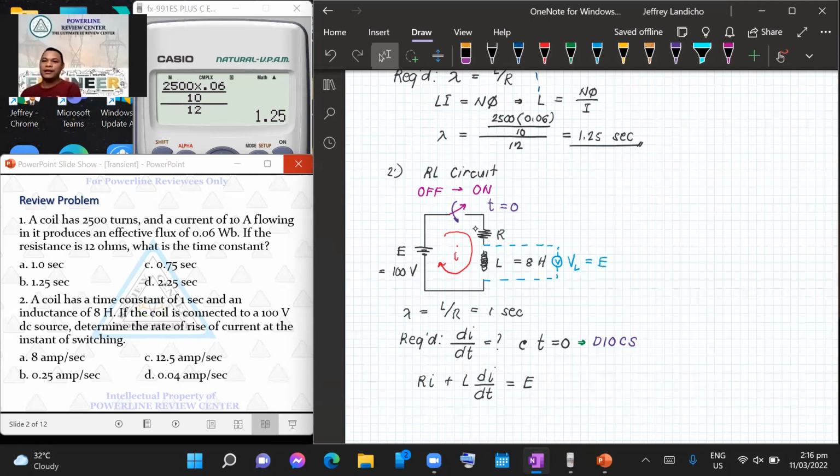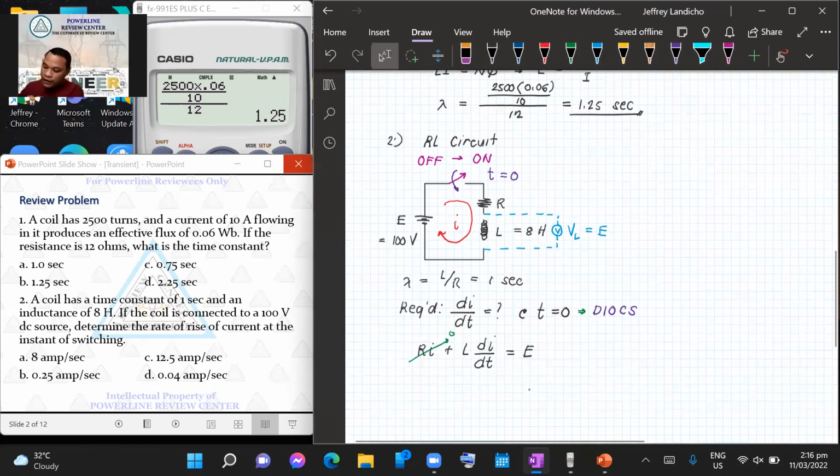E. Nakuha? Since at time equal to 0, inductor is open, current is 0, so pwede rin sabihin, this is simply what? 0. Kaya yung voltage drop across L, that is simply E. Ito yun. Diba? Ito si V_L equal to E. So therefore, kita na natin that the value of your di over dt, it is always equal kanino? E over L, which is only true at time equal to 0.